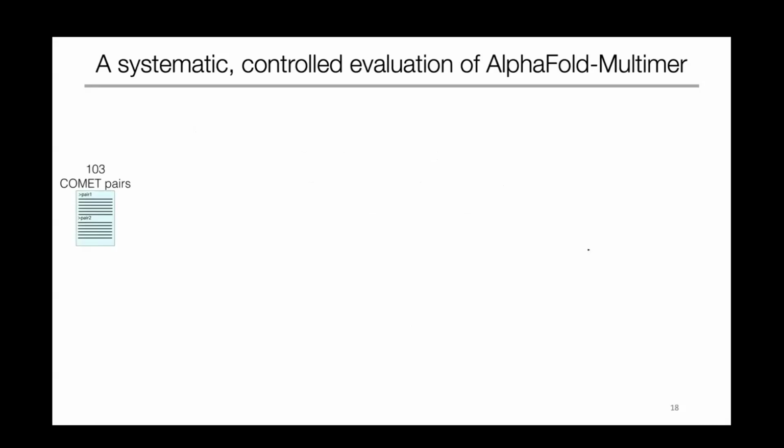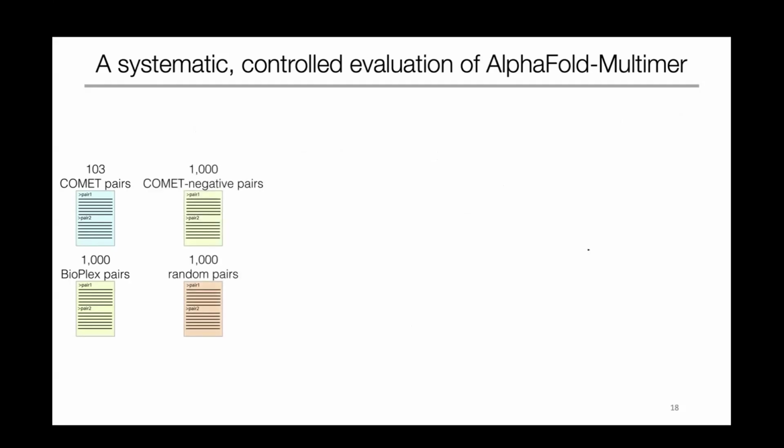So this is how we did the prediction experiment. We had our 103 comet pairs. Those are the ones that we want to know if AlphaFold can predict the interaction. As a positive control set, we included 1,000 pairs from this bioplex data set, which is a high throughput AP mass spec data set of proteins that should interact. And then we had two negative control sets where we predicted 1,000 comet negative pairs. These were tested in comet, but not significant. And then 1,000 truly random pairs of proteins.